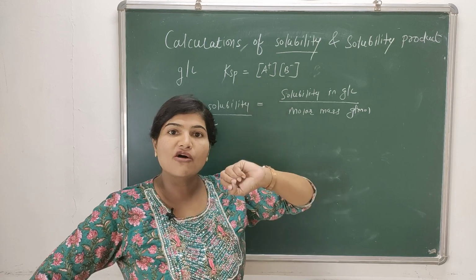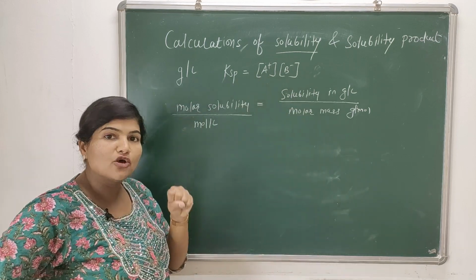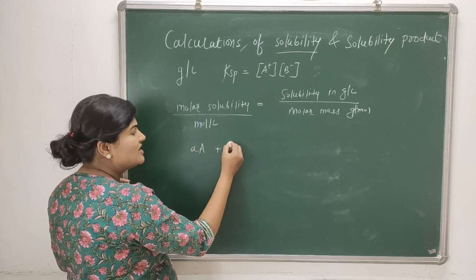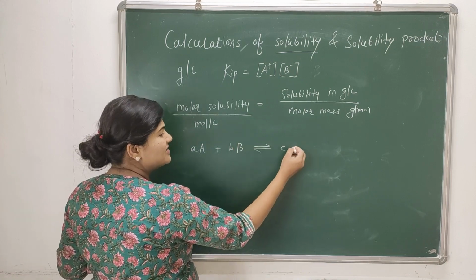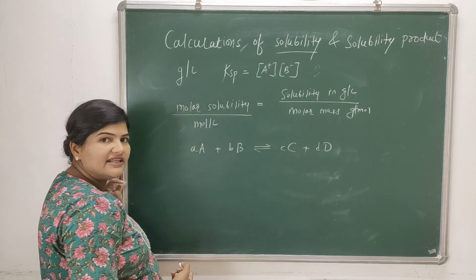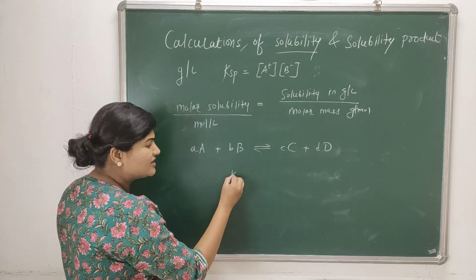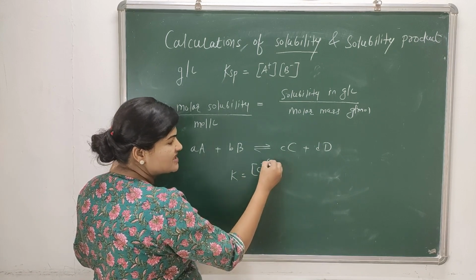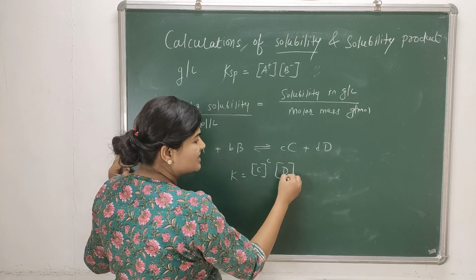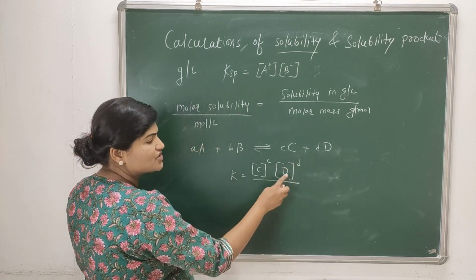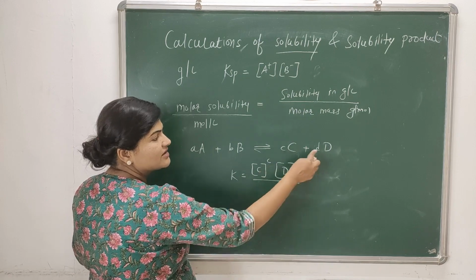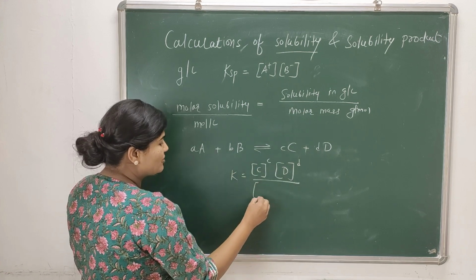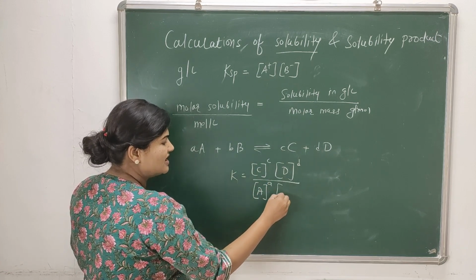Ksp is written based on the law of mass action. Yes, so we have to consider the law of mass action here. Suppose I have this equation: a moles of A react with b moles of B, and they are in equilibrium with c moles of C plus d moles of D. If this is the condition, how am I going to write the law of mass action? K is equal to the concentration of C raised to c times the concentration of D raised to d, meaning the product of concentrations of products raised to their stoichiometric coefficients, and in the denominator we will have the concentration of A raised to a, the concentration of B raised to b.